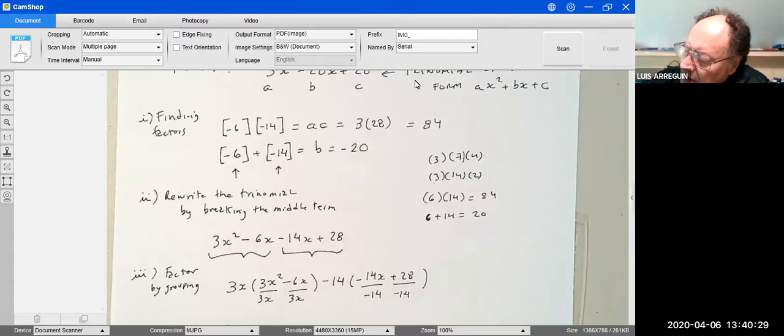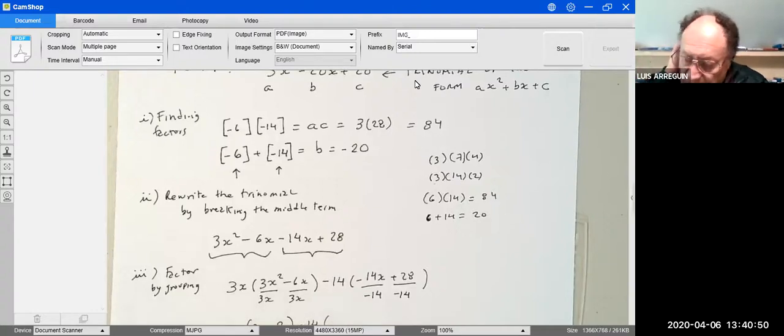I'm going to keep my 3x outside. Then 3x squared over 3x: 3 cancels with 3, and x squared over x is just x. Then negative 6 over 3 is negative 2. So then I have negative 14, my greatest common factor for the second group. Negative 14 over negative 14 cancels, so I just get x. Then 28 divided by negative 14 is negative 2.